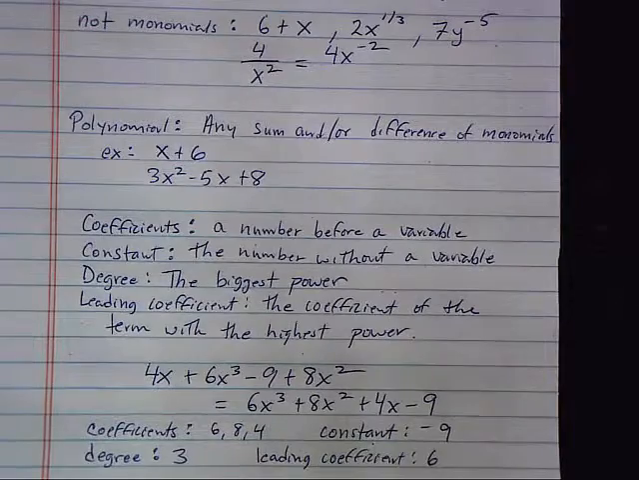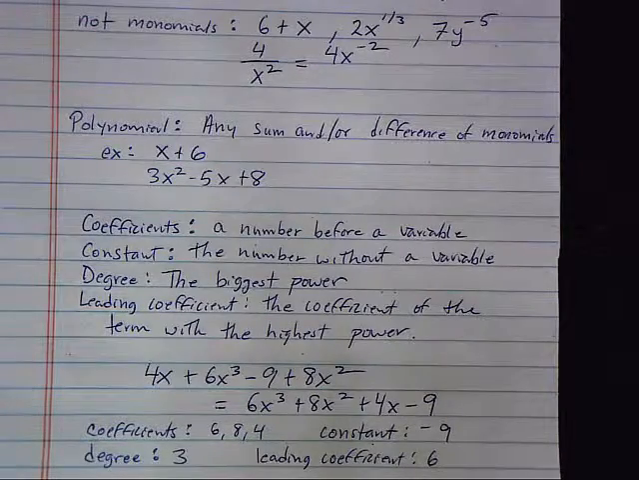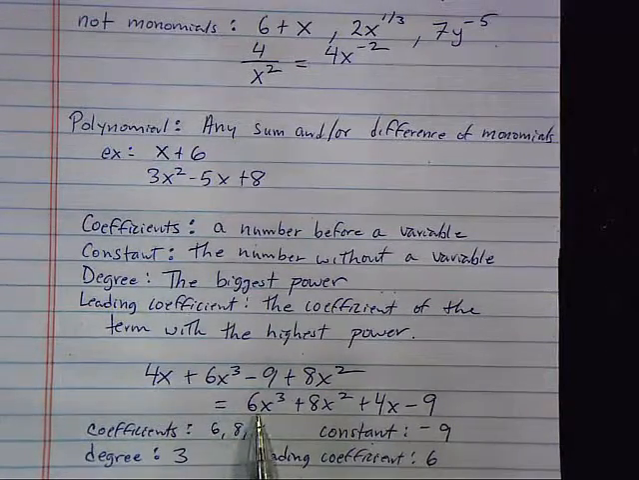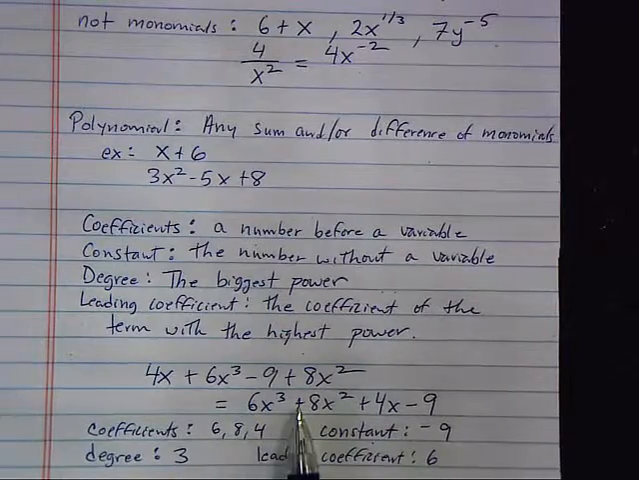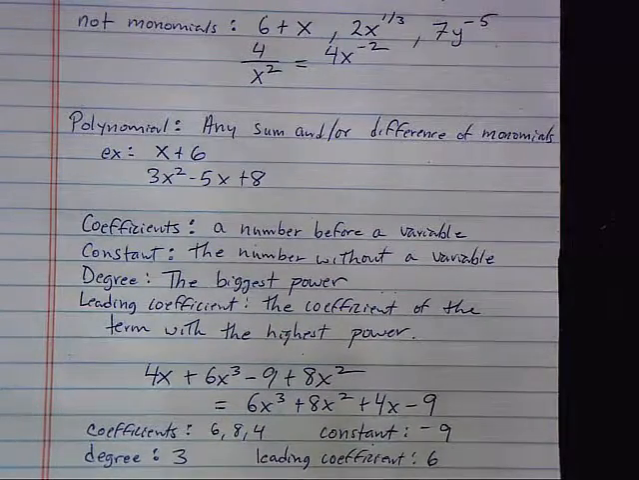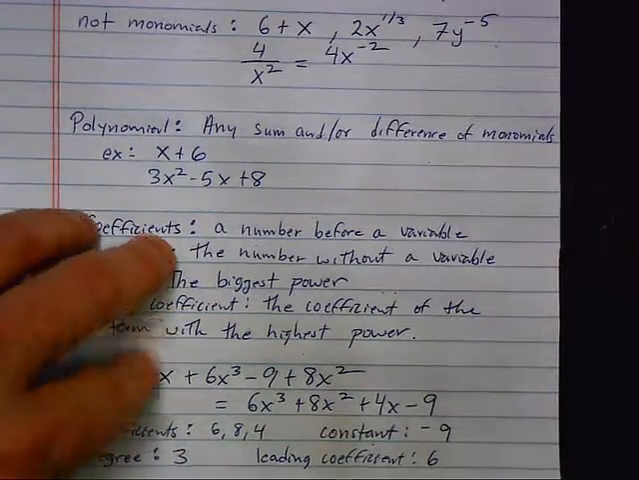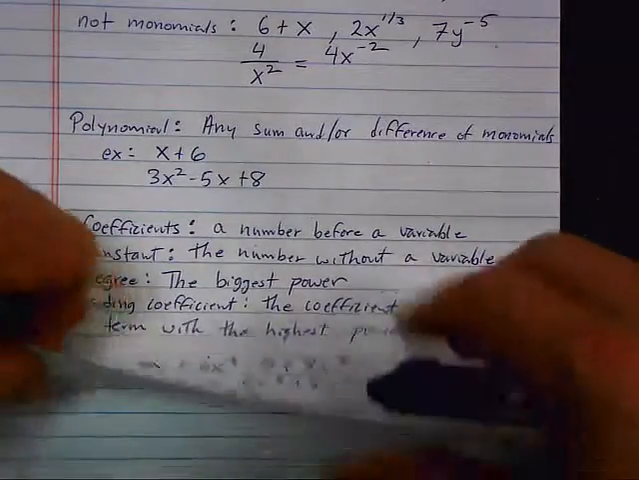Why is 6 the leading coefficient? Because that's the number, the 6, is the coefficient that went with the x cubed, and the x cubed was the one with the biggest power. Questions on that? All right, now we're ready to add and subtract polynomials.